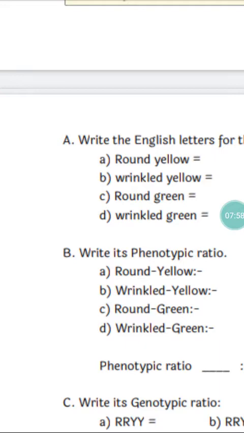Okay. Second one is wrinkled yellow. Wrinkled is a recessive character, so small r, capital Y, capital Y. Second possibility, small r, capital Y, small y. Then the third one is round green. For round, capital R, it is homozygous. If it is heterozygous, capital R, small r, capital R, small y, and capital R, small y, small y. And the last one is wrinkled green. It is homozygous recessive. So small r, small y, small y.